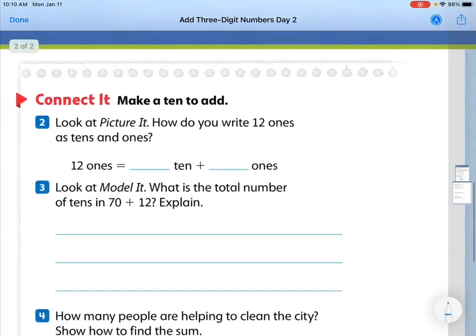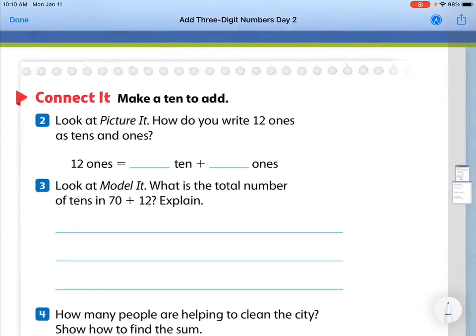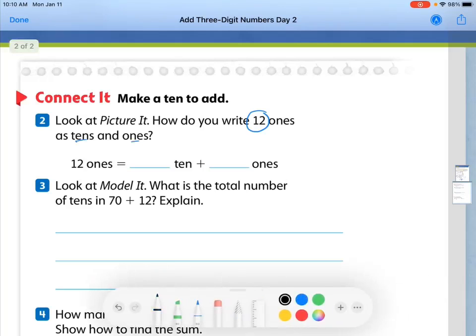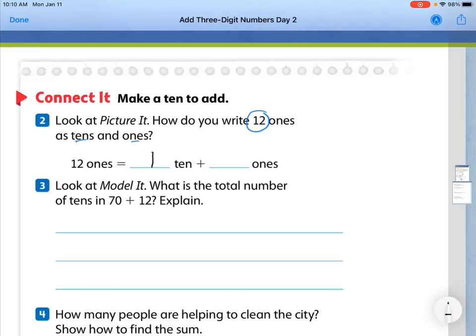All right, let's go ahead and we're going to look at the next page. This is where our writing is going to come in. Okay, it says we're going to make a 10 to add, all right? It says look at the picture it. Those are the models, the place value blocks that they drew. How do you write 12 ones as 10s and 1s? Well, we know that 12 ones is the same as 1 ten and 2 ones, right? 1 ten and 2 ones.